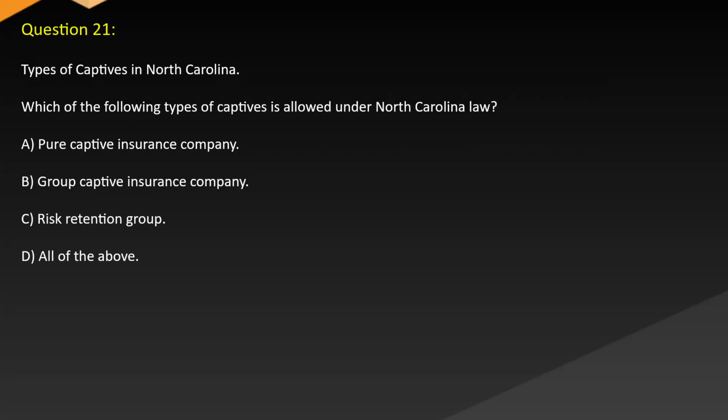Question 21. Types of captives in North Carolina. Which of the following types of captives is allowed under North Carolina law? A. Pure captive insurance company. B. Group captive insurance company. C. Risk retention group. D. All of the above.